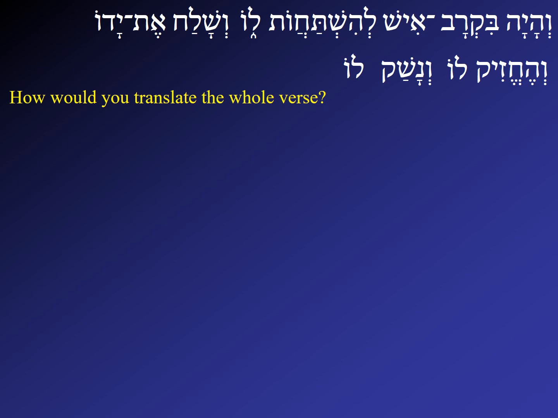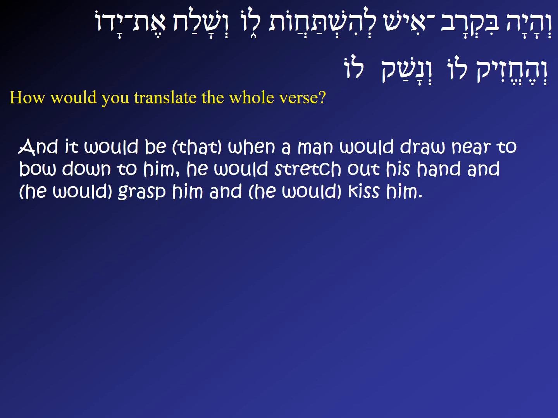So now we can translate our whole verse. Vehaya bikrov ish lehishtachavot lo, veshalach et yado, vehechezik lo, venashak lo. This we would translate, and it would be that when a man would draw near to bow down to him, he would stretch out his hand, and he would grasp him, and he would kiss him.